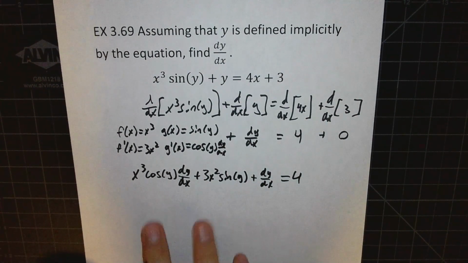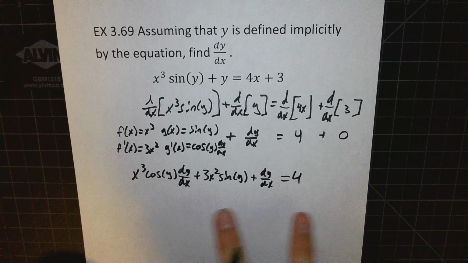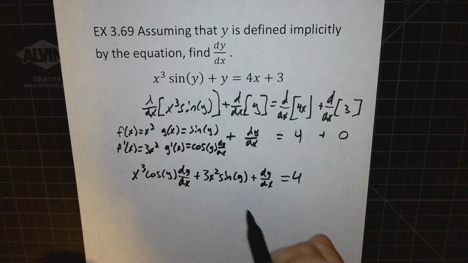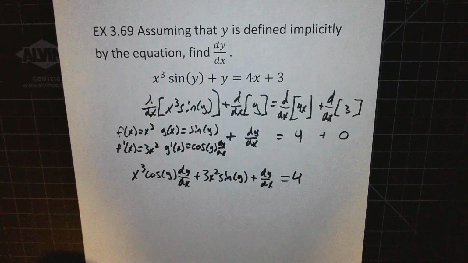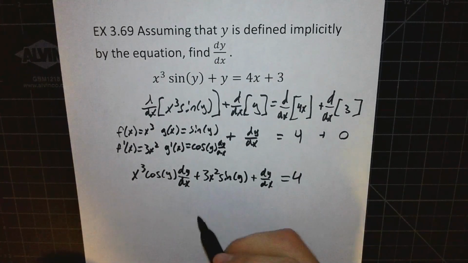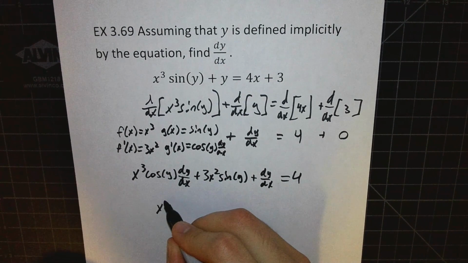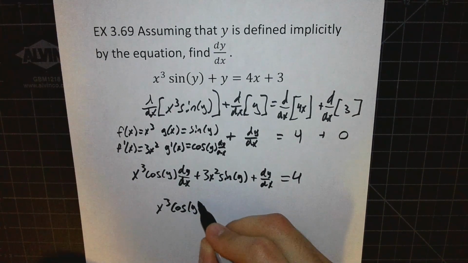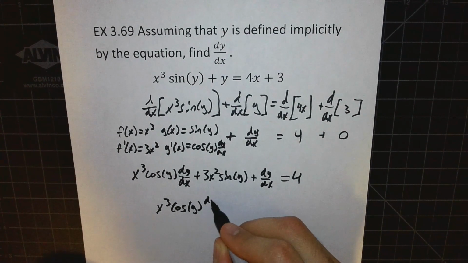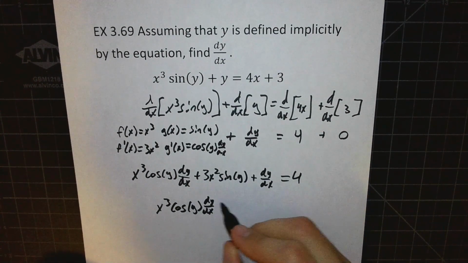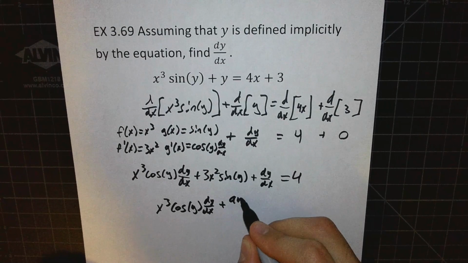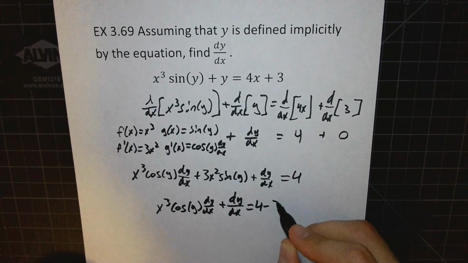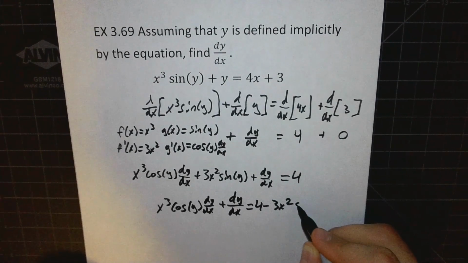Now we want to get our dy/dx terms on the same side and our non-dy/dx terms on the same side. And notice that it's not just the y terms, it's the dy/dx terms. So we can have a y term over here. So we'll end up rewriting this as x cubed cosine y dy/dx plus dy/dx is equal to 4 minus 3x squared sine y.